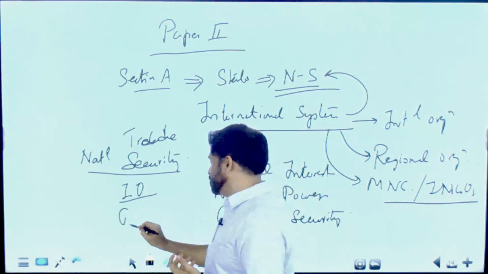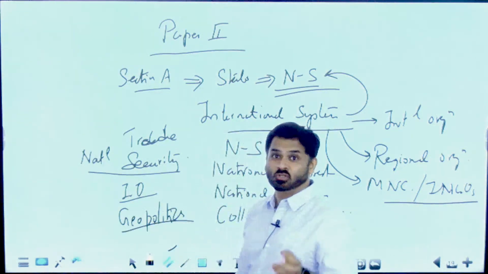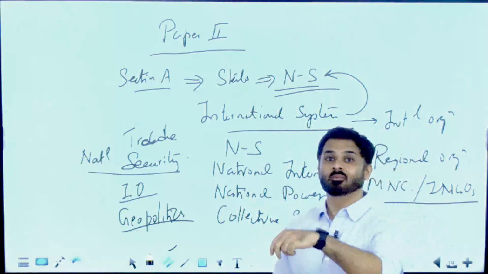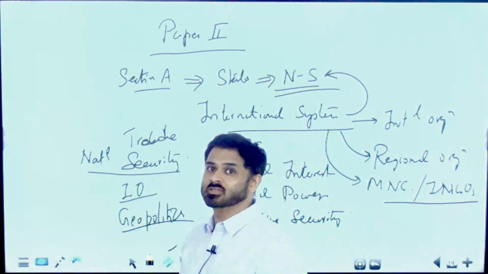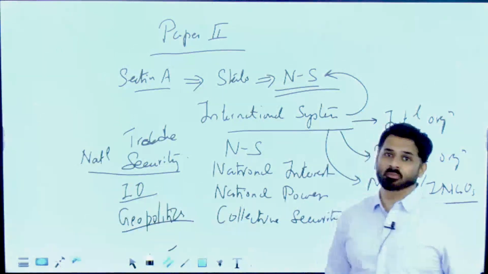Then we have geopolitics. Specifically, there is a difference between geopolitics and international politics. What is the difference? What are the models which are followed? All the models may not be there in the syllabus, but at least some brief idea would be required.